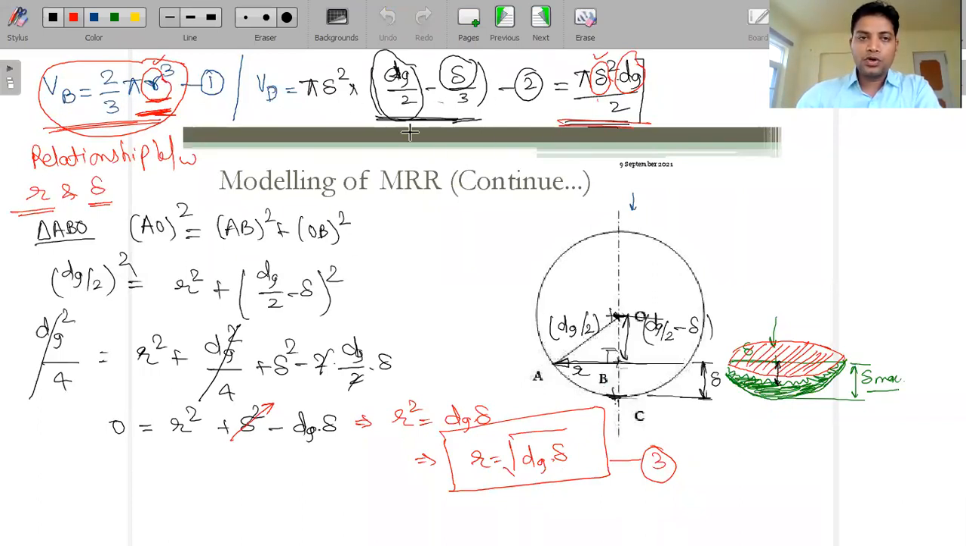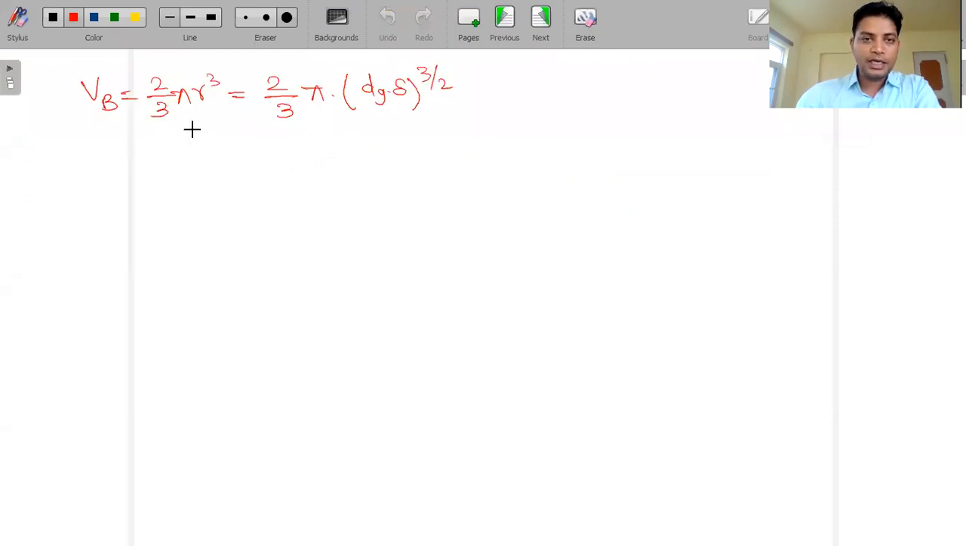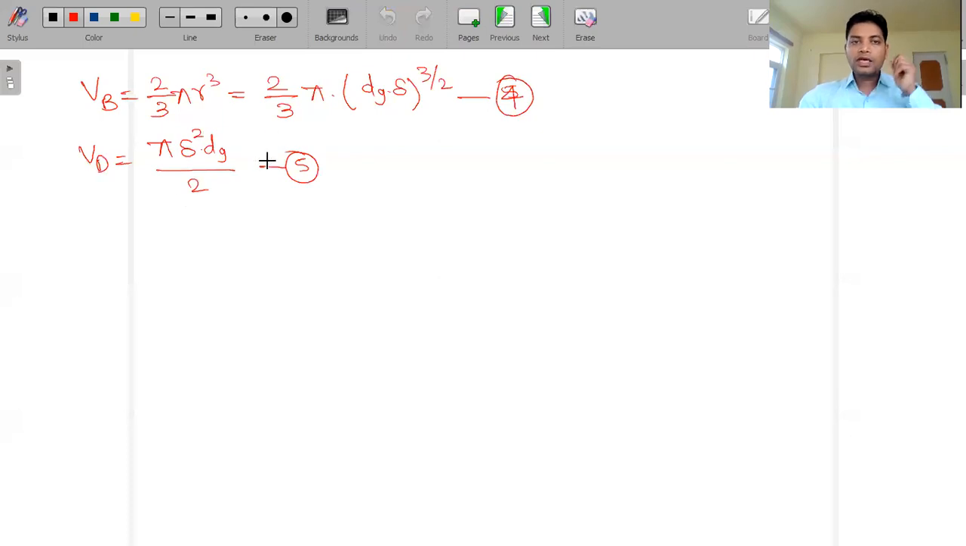And this volume, VD, will be the same, because this is equation number 4. And equation number 5 will be VD equals pi into delta square into dg by 2. So this is equation number 5. Okay, guys, now both the equations are converted into the delta and dg form.